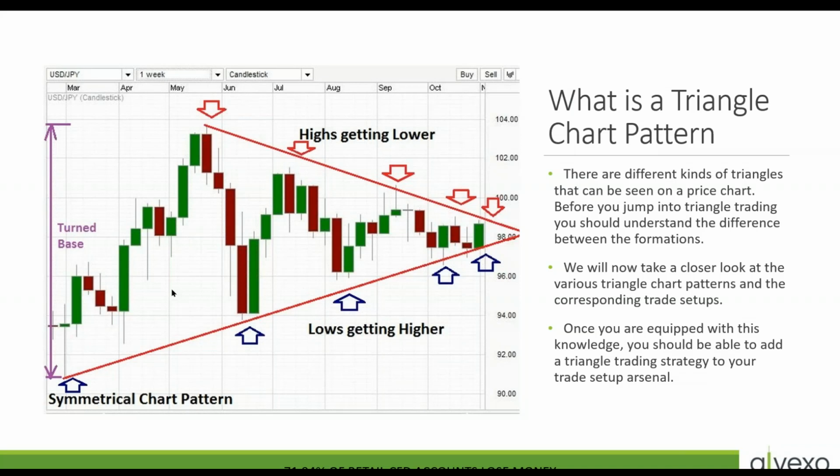So as we can see, we have an upper line, a lower line, all converging to form an apex. Okay, so what we're looking at is actually typically called a symmetrical triangle because the angle of the upper and the lower line are at the same degree.